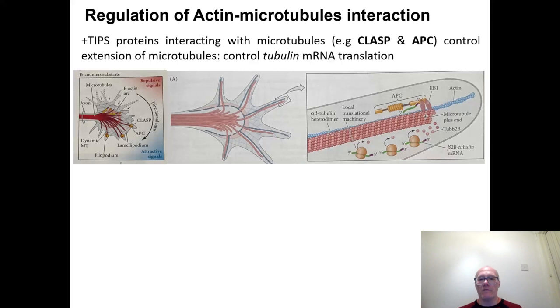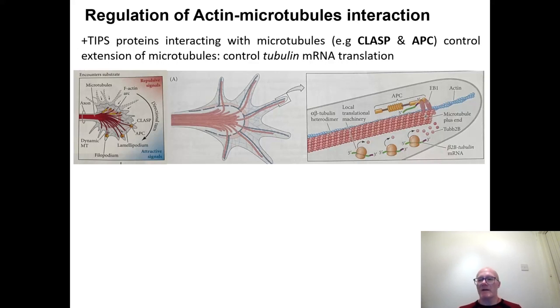If we look at the tip of a filopodium, like in this picture here, we find at the end of a microtubule proteins that are often referred to as plus-tip proteins. This is because they bind at the end of the microtubules. Examples of these proteins are CLASP or APC. Here in this cartoon you have an example of APC. These proteins are important because one of the things that they do is control the synthesis of tubulin from mRNA. Tubulin obviously is the protein that makes up the microtubules.